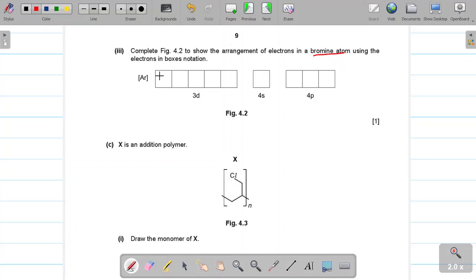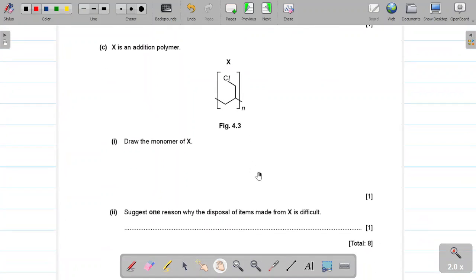So if we use our electron and box diagram, we will have our 10 electrons here, and I should really do them like this. According to Hund's rule, the electrons will fill singly and then pair. So for the 4s, we pair, and then for the 4p, they will fill singly and then we pair them up. And we need to have a total of 7. So this is 1, 2, 3, 4, 5, 6, 7. Right? And this would be the electron and box diagram for bromine.